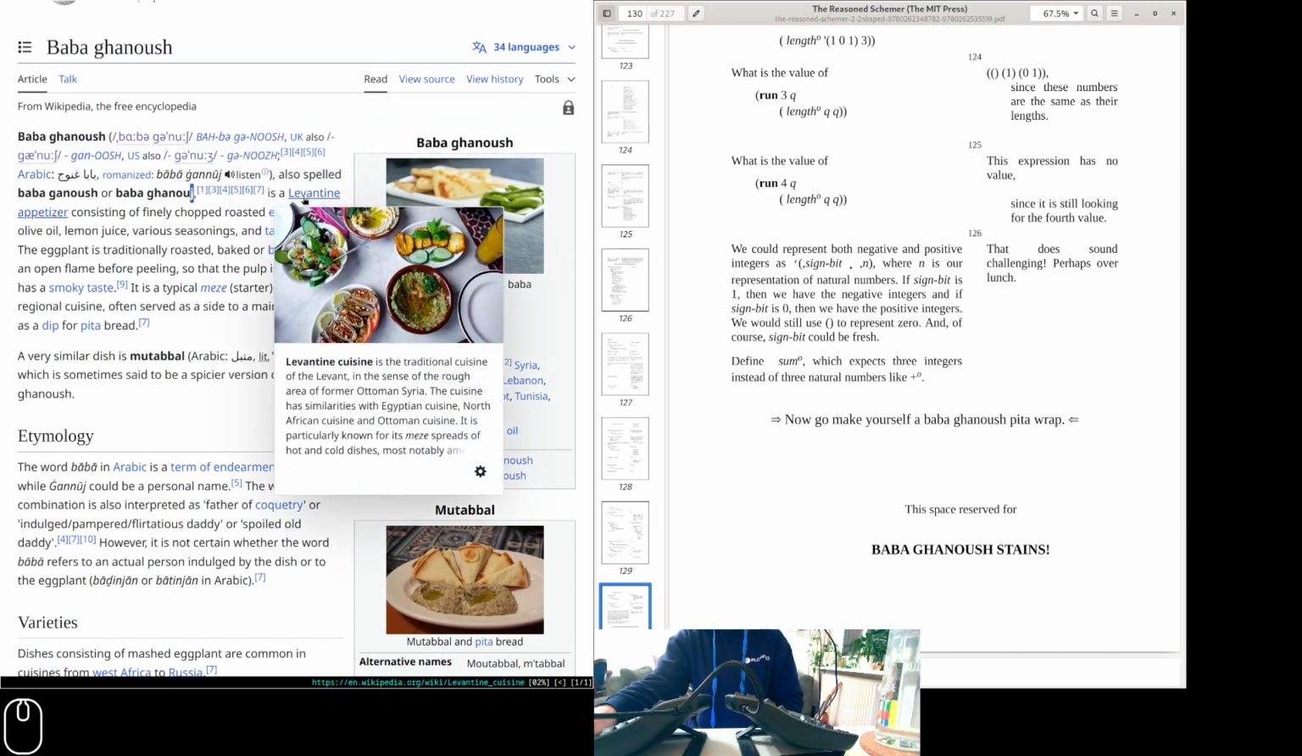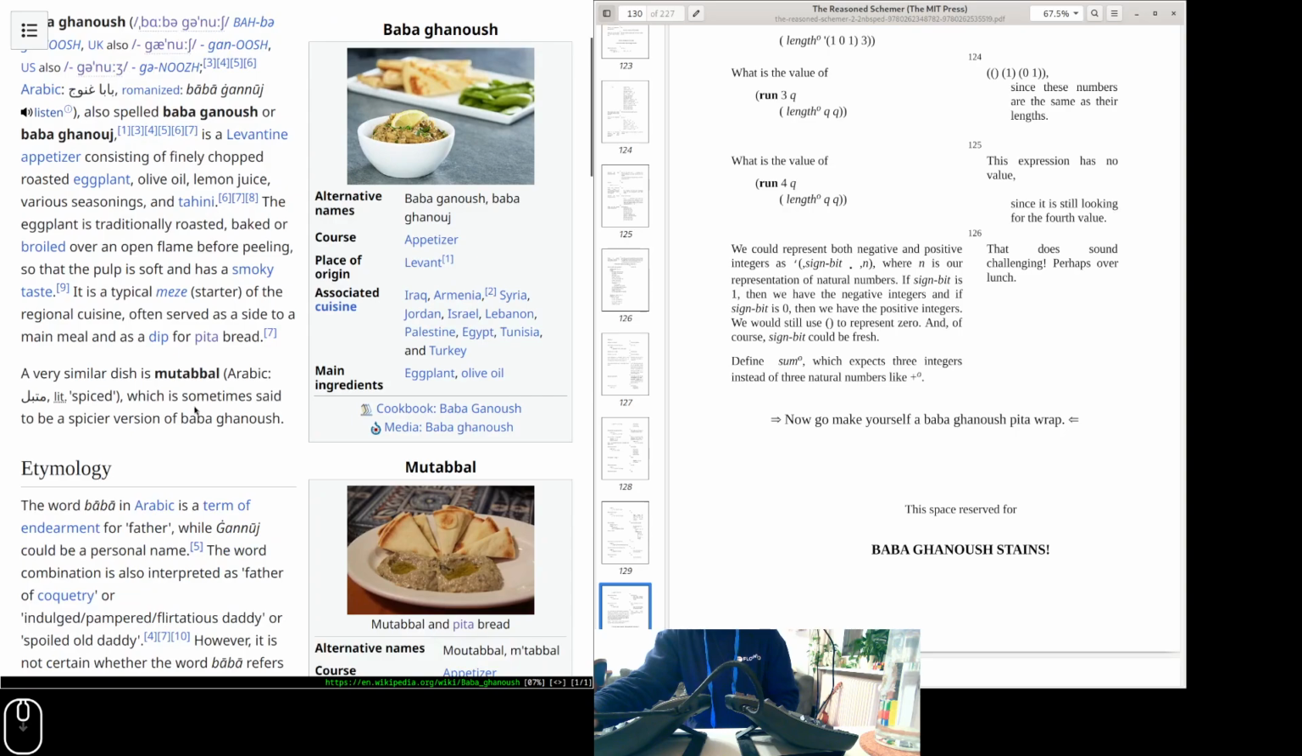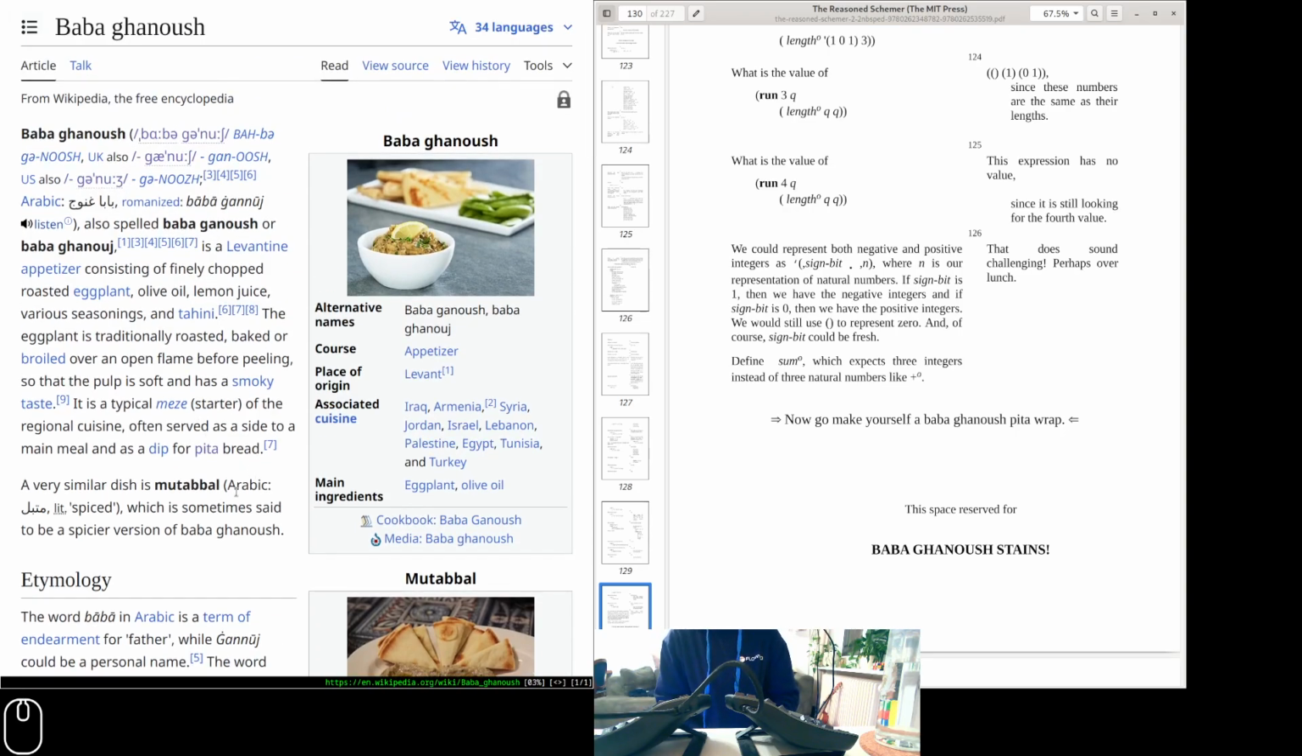It is a Levantine appetizer. Levantine cuisine is the traditional cuisine of the Levant, in the sense of the rough area of former Ottoman Syria. Consisting of finely chopped roasted eggplant, olive oil, lemon juice, various seasonings, and tahini. Yeah, it doesn't sound too complicated. Eggplant is traditionally roasted. Okay, it sounds tasty. Baked or broiled on an open flame before peeling, so that the pulp is soft and has a smoky taste. A mezze starter for the regional cuisine, often served as a side. Man, I'm getting hungry.